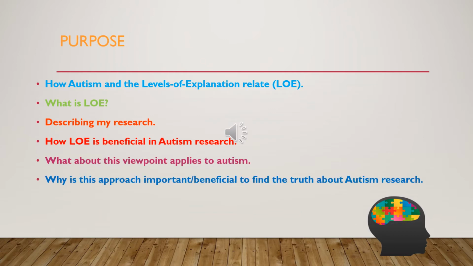The purpose of this discussion today is to show how the LOE, or levels of explanation, and autism relate. We're going to define the level of explanation and how it is helpful to autism research and how it applies, describe my research, and then ask ourselves, when it comes to autism research, how is this approach important in finding the truth? Those and other questions will be explained in this presentation.